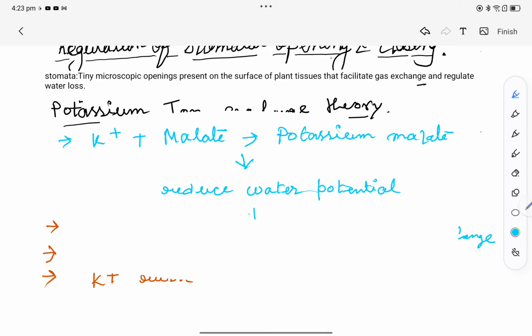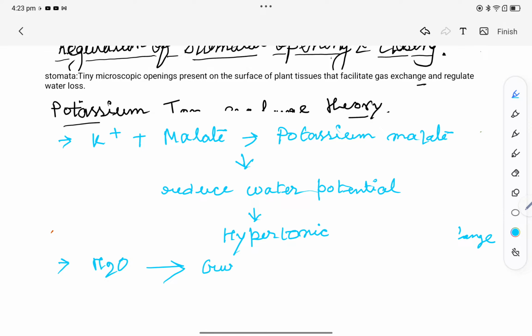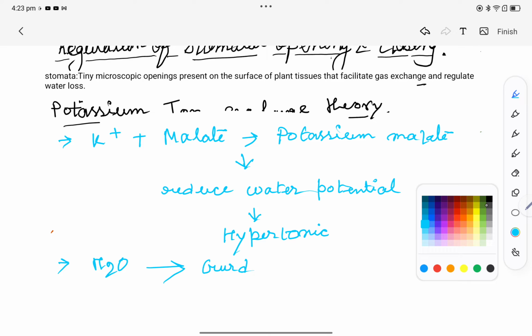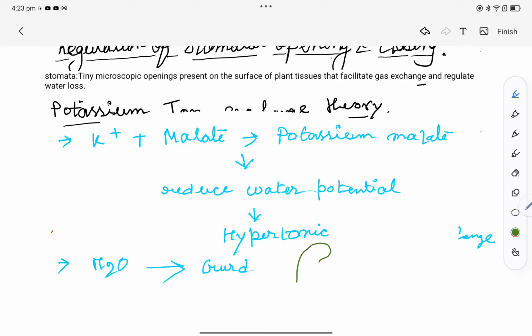It means the cells become hypertonic. And we all know when guard cells are hypertonic, then what will happen? Water from the epithelial cells or the adjacent cells will enter the guard cells, and the guard cells will become turgid again.